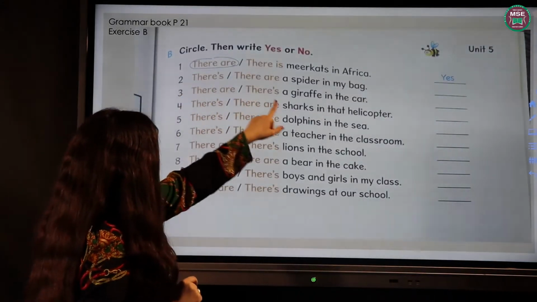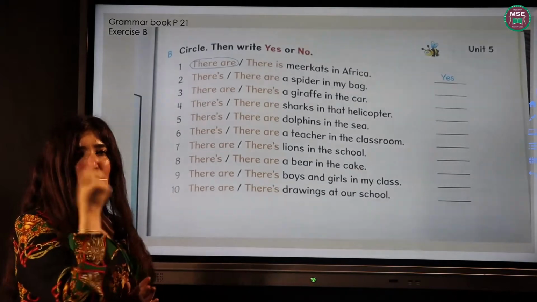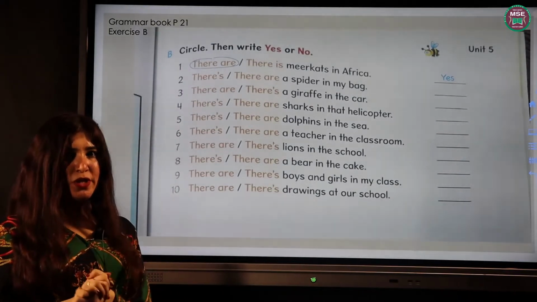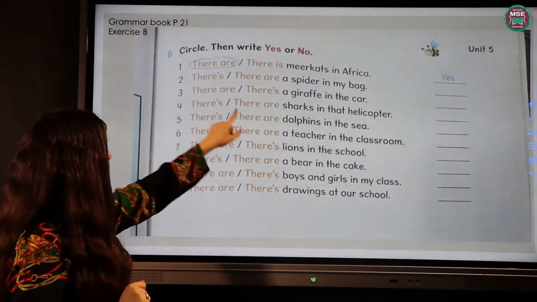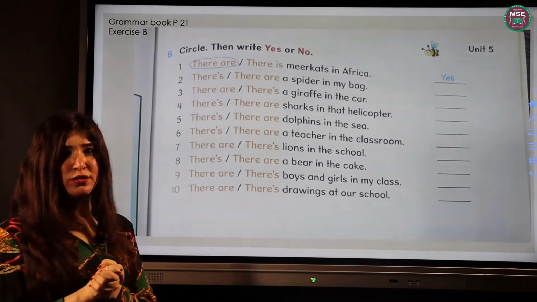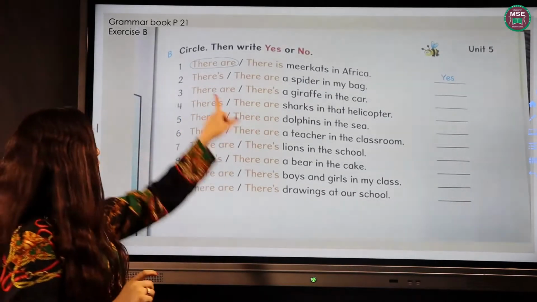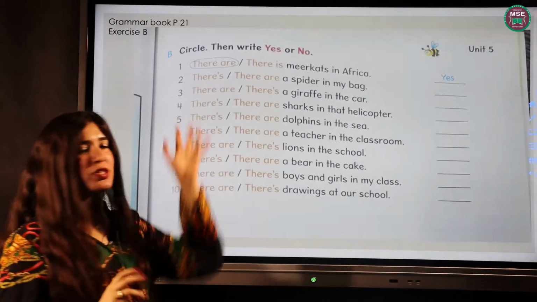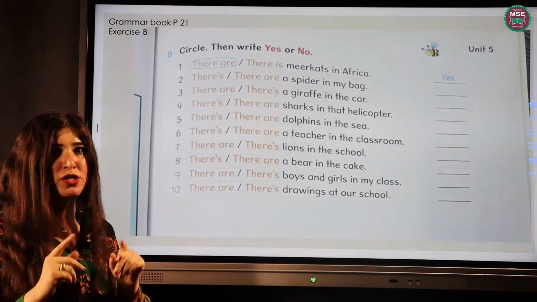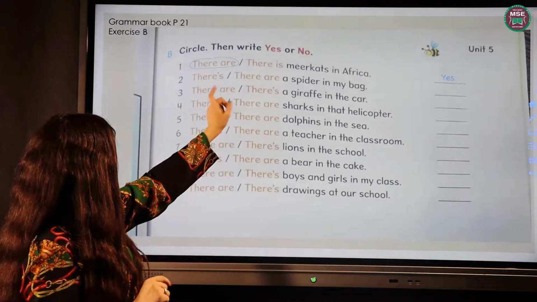There is or there are a spider in my bag. One spider. So I will choose there is or there are. Excellent. There is a spider. There are or there is a giraffe in a car. There is. Excellent. There is or there are sharks in that helicopter. A lot of sharks. So it will be there are.